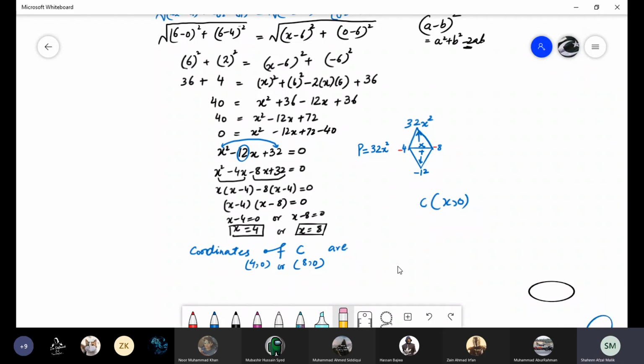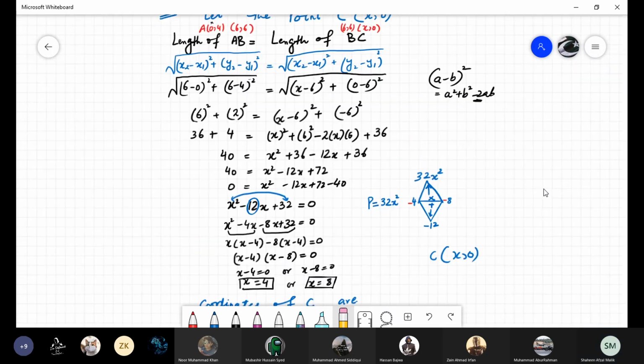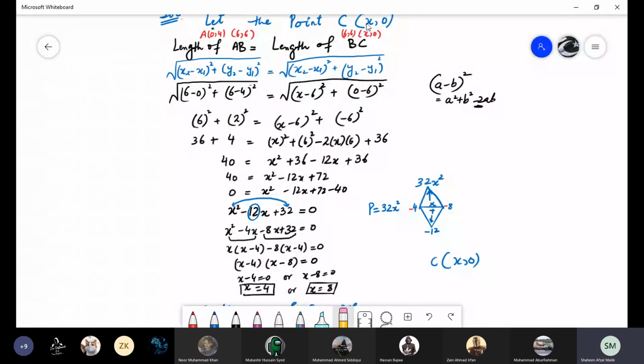Yes, boys, what we have to do in the question is find the coordinates of the point C, and the point C is on the x-axis. Because it is on the x-axis, y is equal to 0, so we have taken x and 0. Then it's already given that the length of AB is equal to the length of BC. We just apply the length formula, substitute the values, simplify, and then if you want to apply the quadratic formula, you can. But I feel this is easier, finding the factors, it's the shortest way.